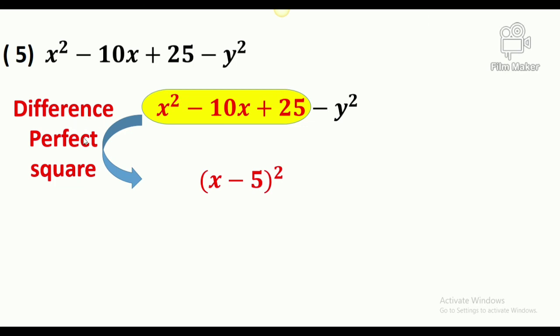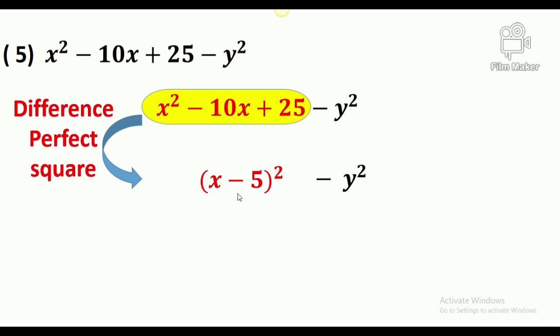Negative y power 2. So, when you find a fourth term, you will not solve the example by taking each two terms together. We will take 3 terms as a perfect square, and the fourth one will wait. Factorize the 3 terms as a perfect square, then what you note here, it's a difference between 2 perfect squares. I will open 2 brackets, positive and negative.